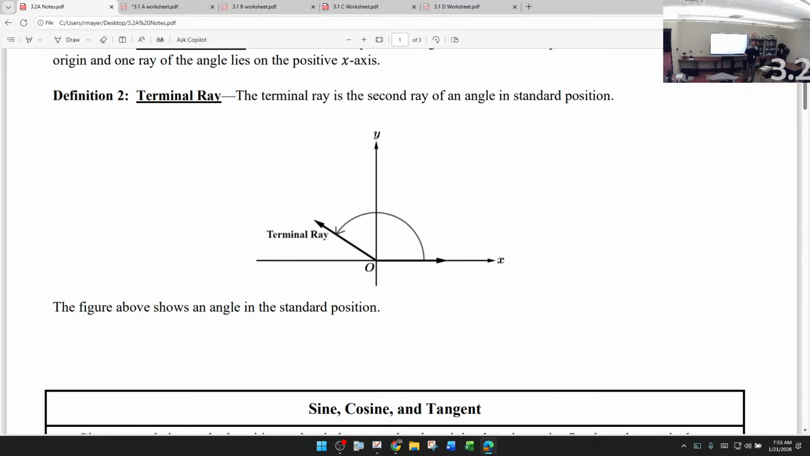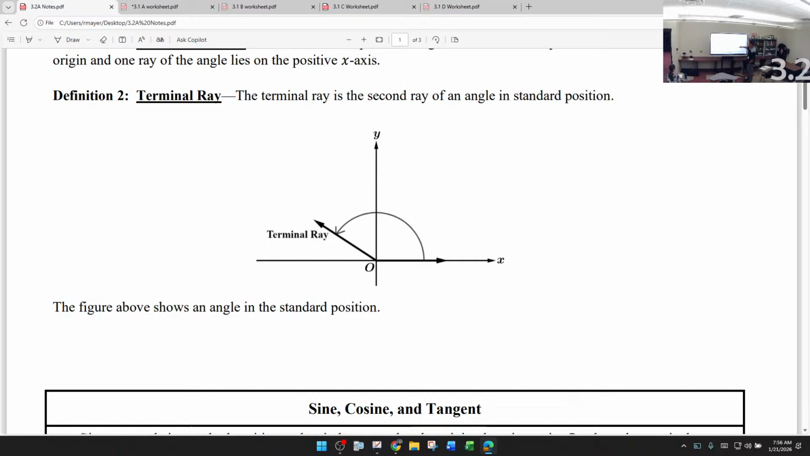And then the terminal, kind of morbid, but that's where you end up. Your terminal, you're done. Terminal ray, so y'all know what rays are. Rays are points on one side and they are lines that just keep on going forever. The terminal is where you end up, where it stops. The terminal is the second ray of an angle in standard position. So if this is the standard position, there's the terminal, I end up in quadrant 2. Immediately you should think, okay, I'm in quadrant 2, sine is positive, cosine is negative.